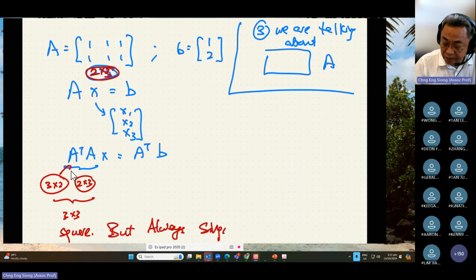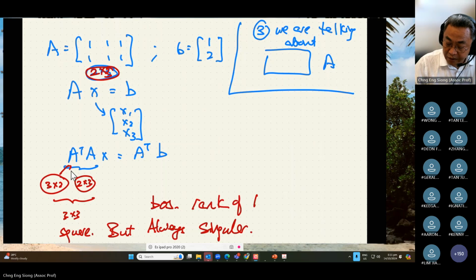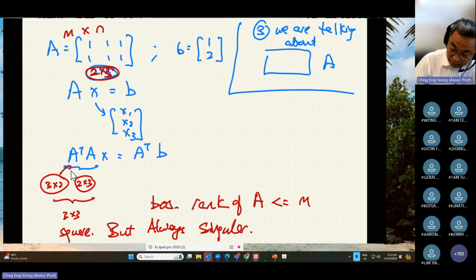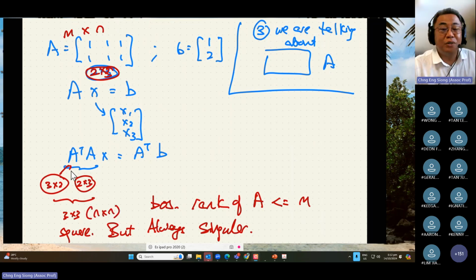Singular. Why? Because the rank of A, which is M by N, is less than or equal to M, and now this square matrix is N by N. So there is no way. We have no chance. If it is a fat matrix, we have no chance to go along this direction. There are other clever ways to do this, but not this way.